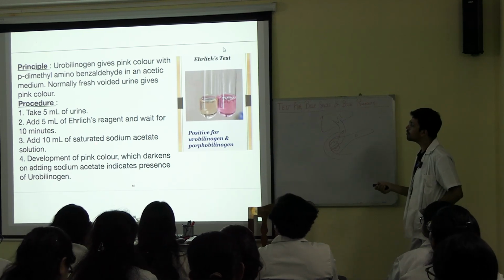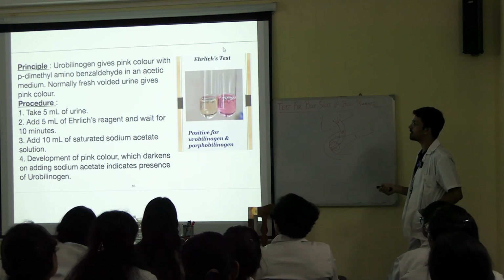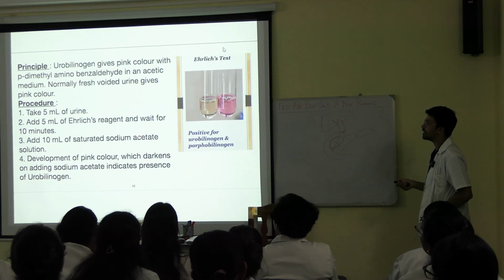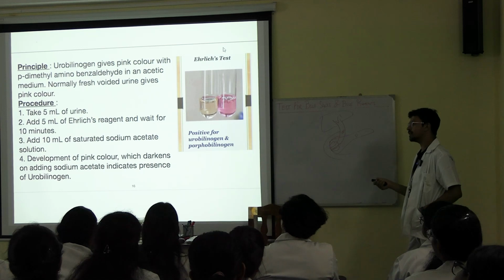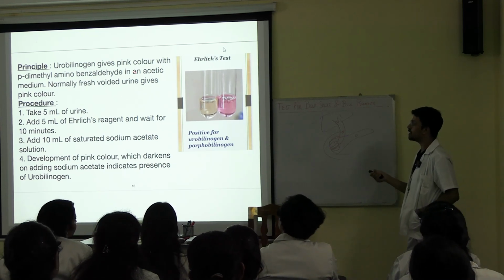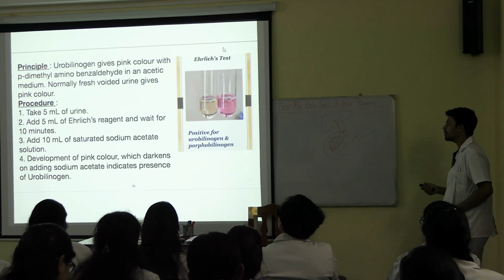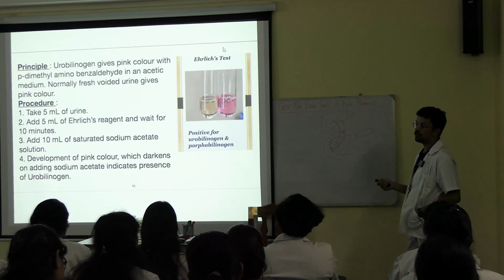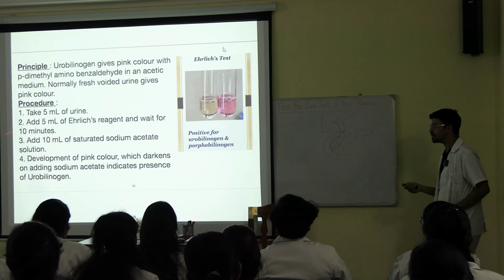Now how do you have to remember this procedure? One easy rule I can tell you is 5 5 10 10. Remember that much, 5 5 10 10. 5 ml of urine, 5 ml of Ehrlich reagent, then wait for 10 minutes and then add 10 ml of sodium acetate. Fine, this much you have to remember, that's all. Nobody will ask you more than this much from the Ehrlich test. We are not even doing this test in the labs right now. Just theoretically you have to know which test we are doing for urobilinogen and how it is done, so you have a rough idea.